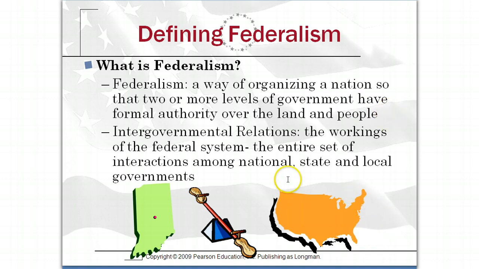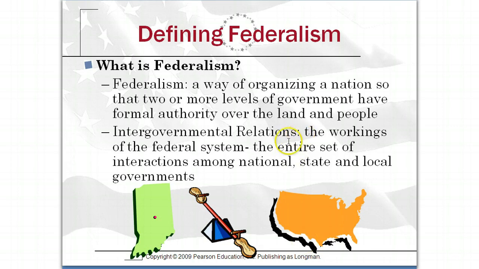We have government that's over our whole nation, that's in Washington, D.C. That's our national government or federal government or central government. And then we have state governments. Indiana is our state, so we have a government in Indianapolis. And even below that, we have local governments, like Marion County or Indianapolis or things like that. Or even Wayne Township is even a lower level. So federalism is the way that these levels of government work together over the land and people.